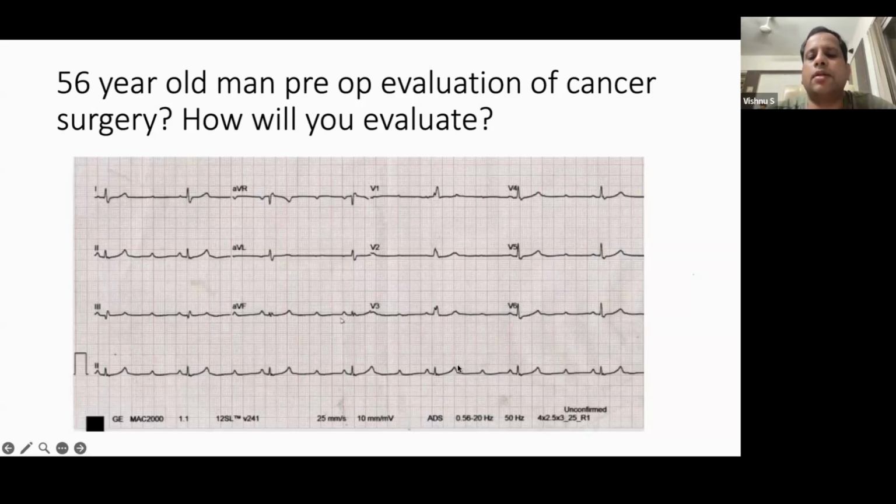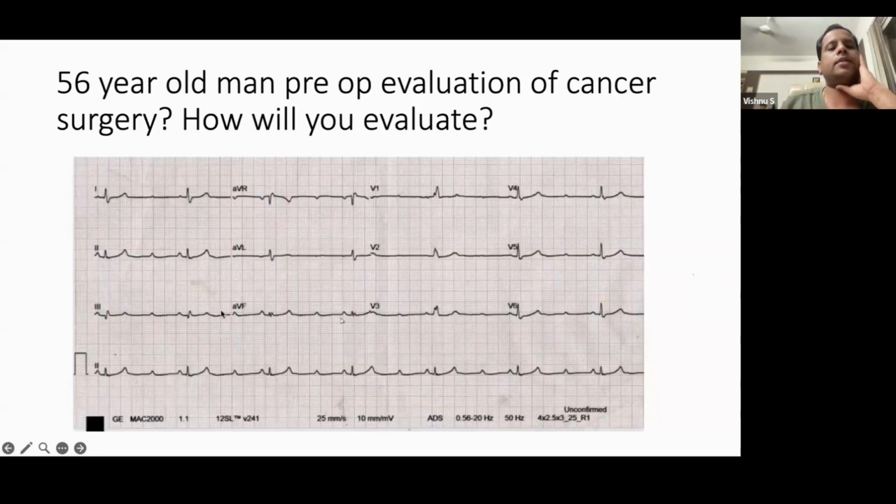So for this, every third P wave is conducted, from the sinus node, SA node, AV node to the ventricle. Okay. This is a narrow QRS. So this is a second degree Mobitz 2 block.